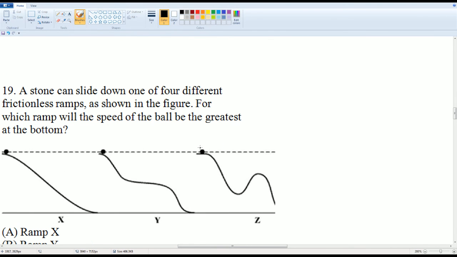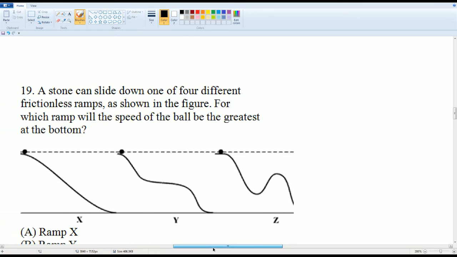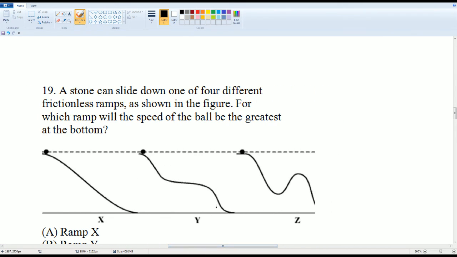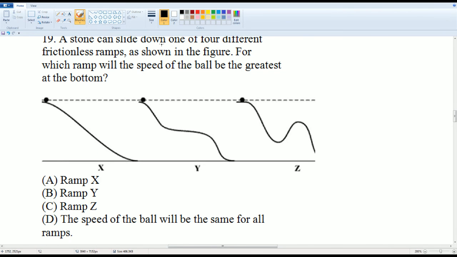Okay, a stone slides down 3 different frictionless ramps as shown. For which ramp is the speed the greatest? It's a trick question. The answer would be D. The path doesn't matter.